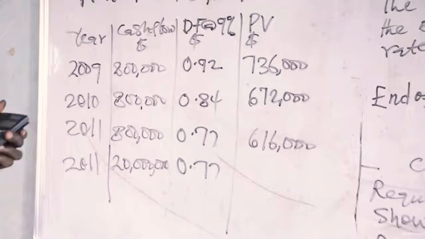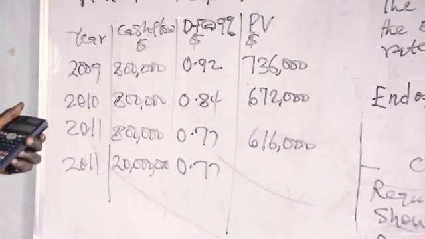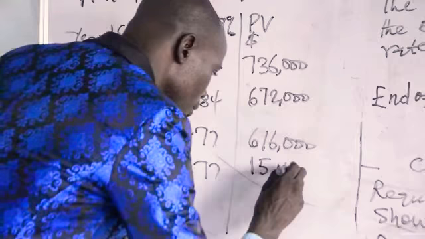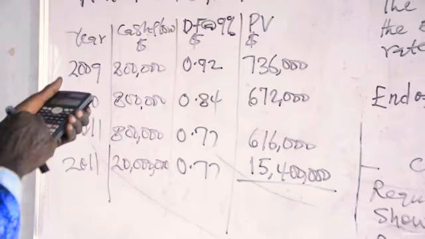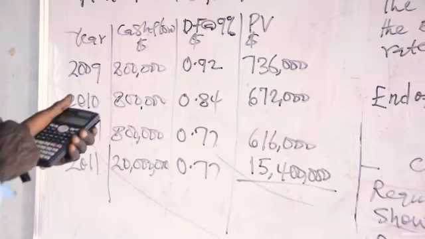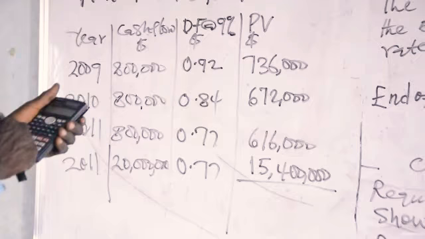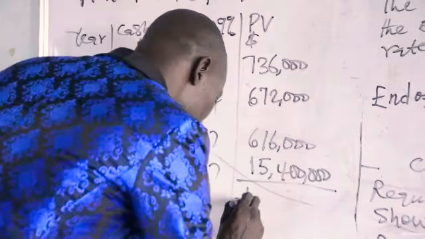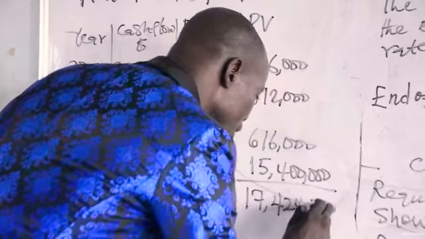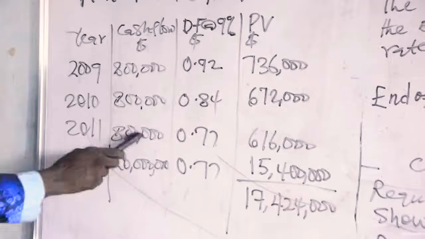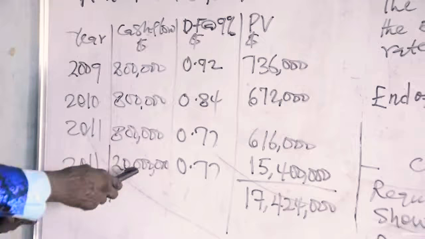20 million times 0.77 will give us 15.4 million. When you sum it up, 15.4 million plus 616,000 plus 672,000 plus 736,000, the total will be 17,424,000. The reason why I use the same discount factor is because this is the same year. Interest payable in year three and the principal will be repaid the same year. That is why I use the same discount factor for the two cash flows.